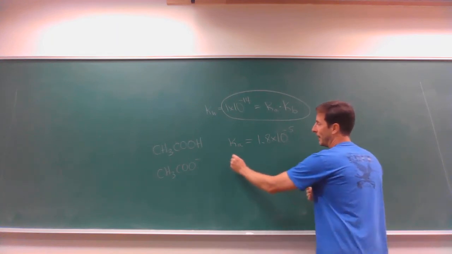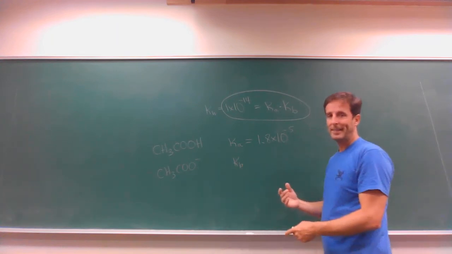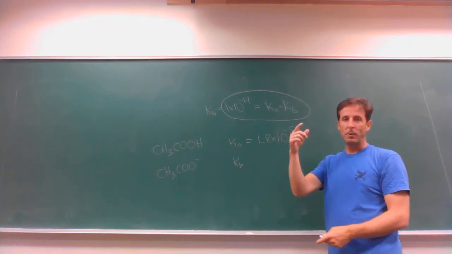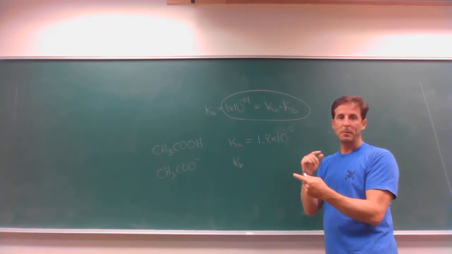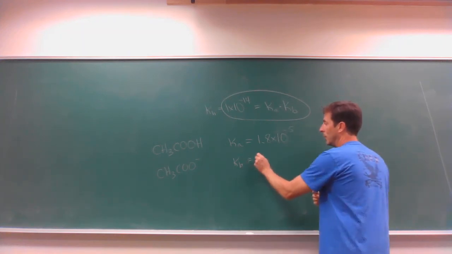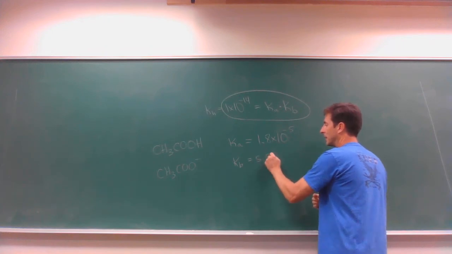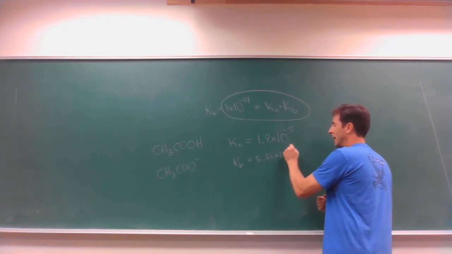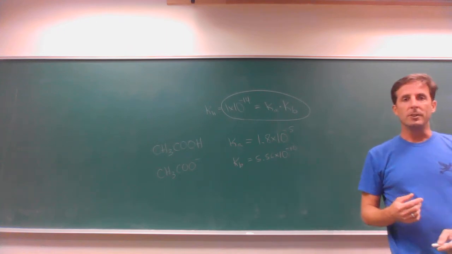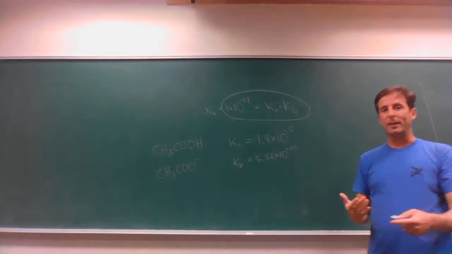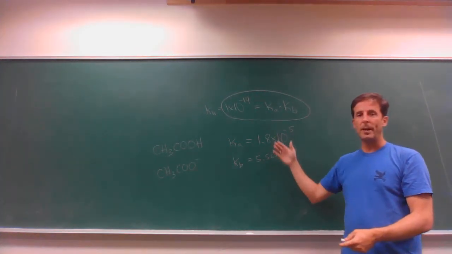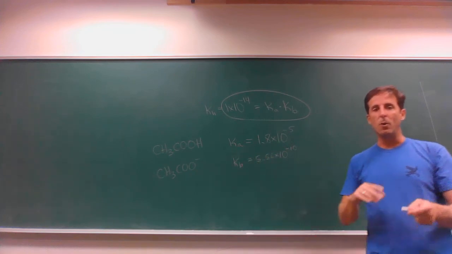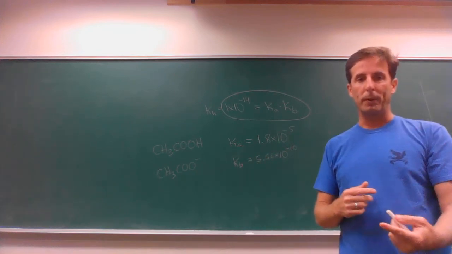And if you do that, the Kb value for acetate, 1 times 10 to the minus 14 divided by 1.8 times 10 to the minus 5, will give you 5.56 times 10 to the minus 10. So now we know how to get both K values for a conjugate acid-base pair. If you know one of them, it's easy to find the other one. All right?